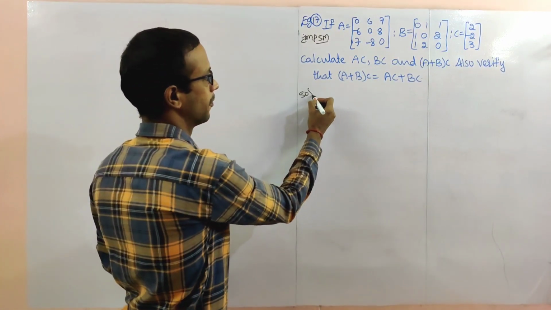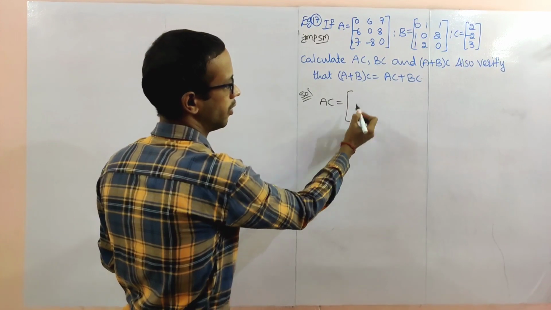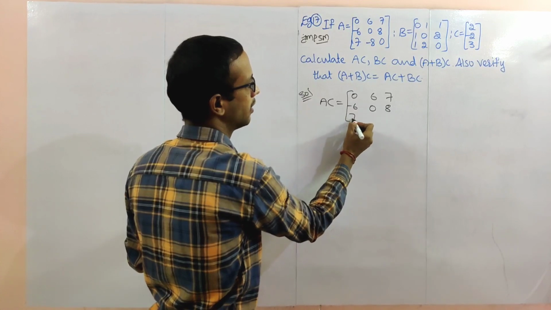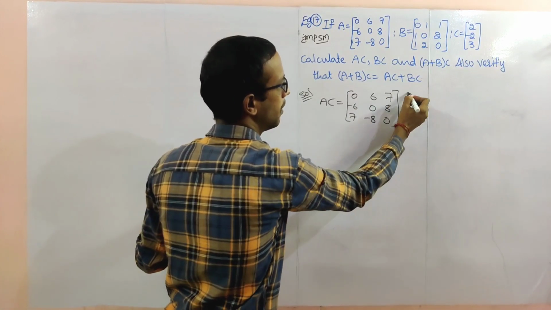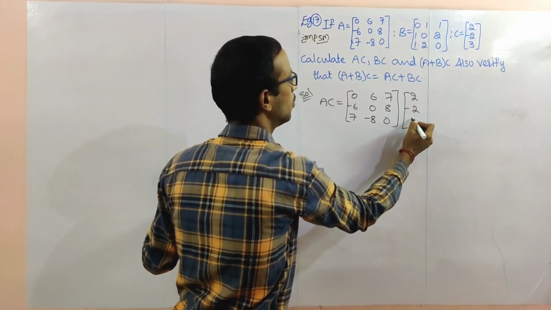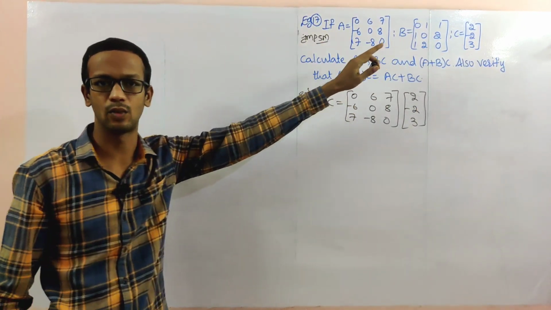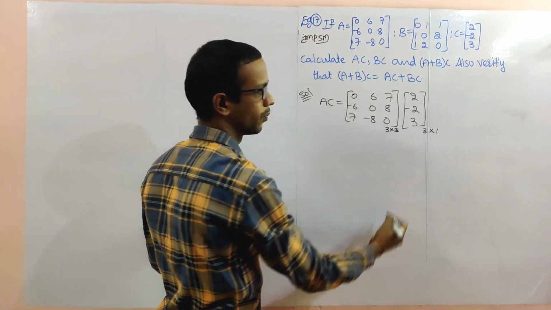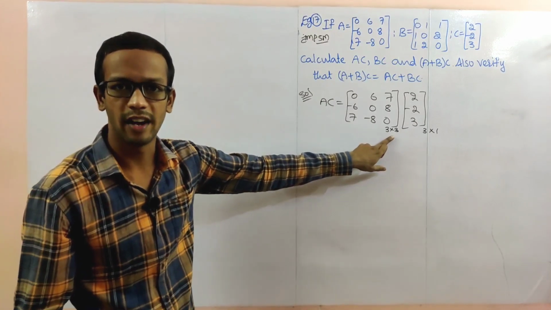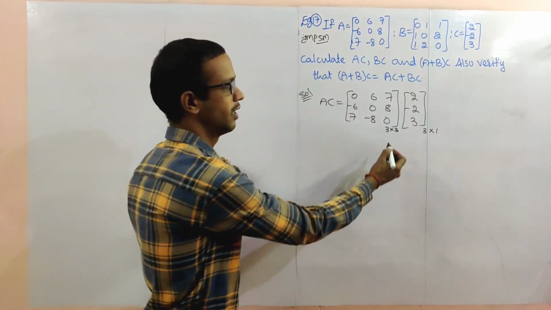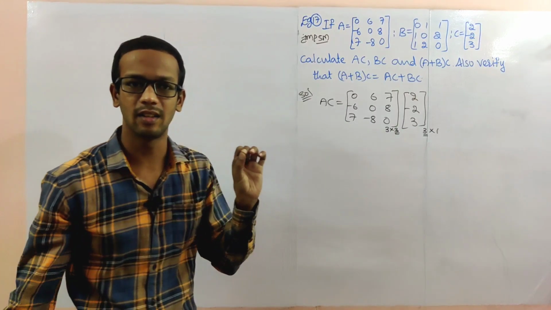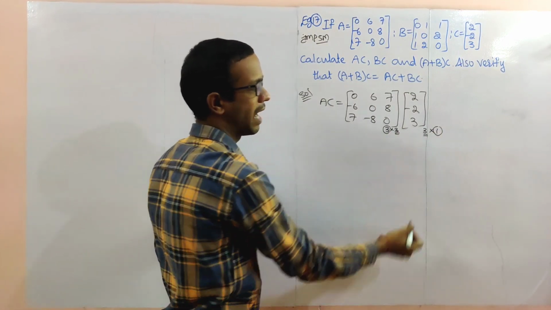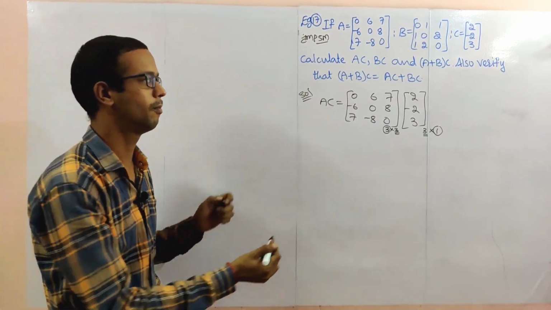So what is AC? AC is equal to [0, 6, 7; minus 6, 0, 8; 7, minus 8, 0], and the C matrix is 2, minus 2 and 3. You observe here, first we have to verify the multiplication is possible. Number of columns in the first matrix is equal to number of rows in the second matrix. And the result, a 3 by 1 matrix, you will get.